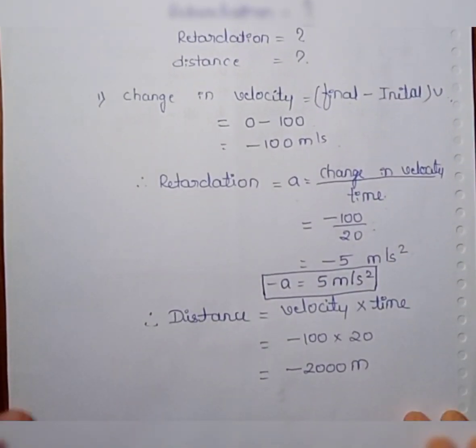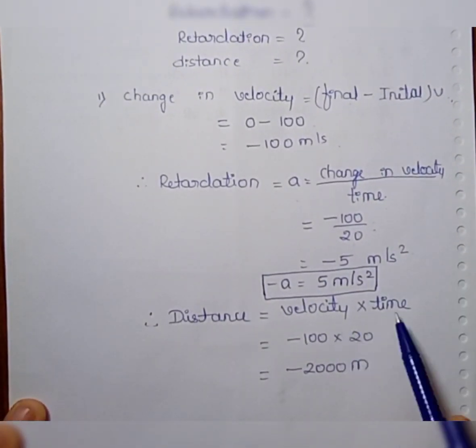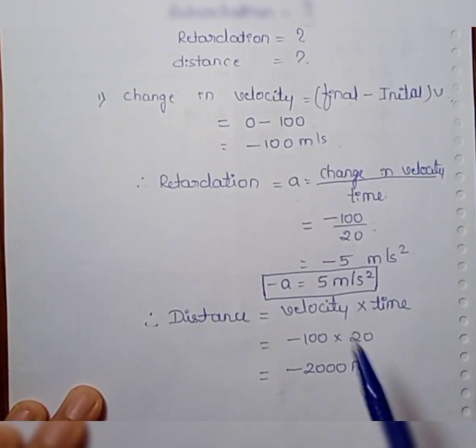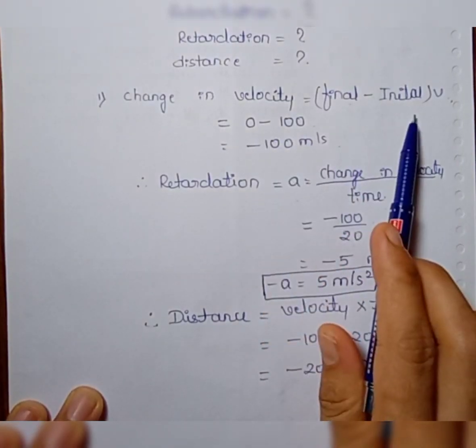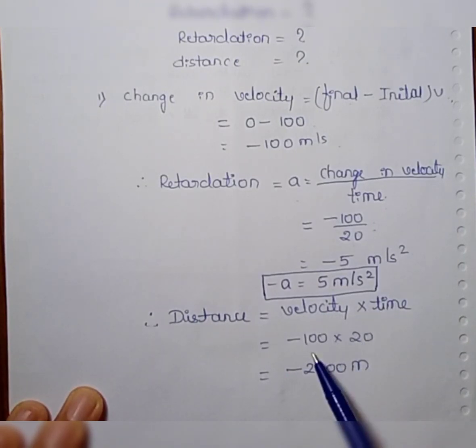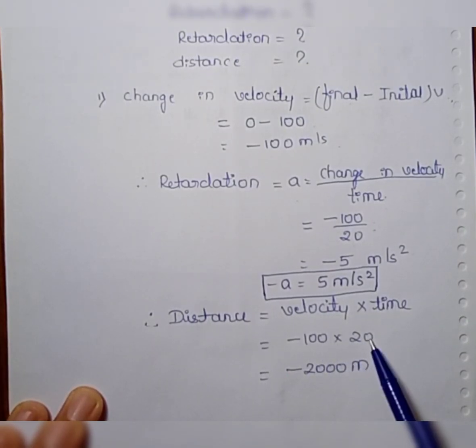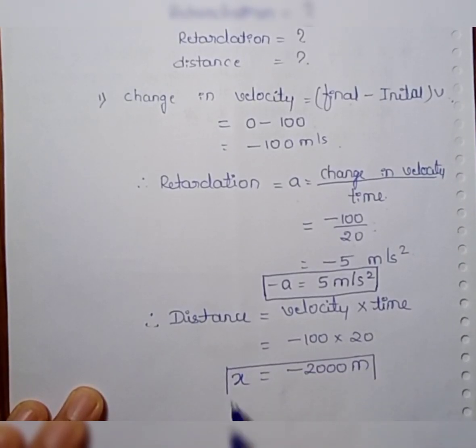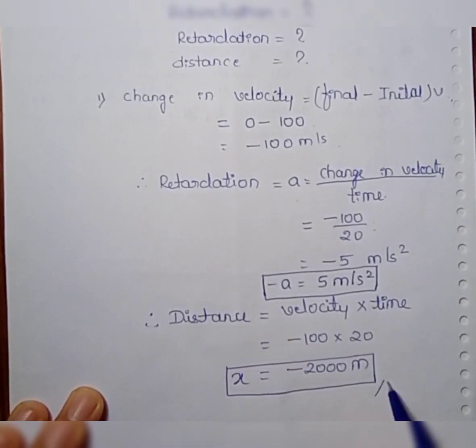Then distance, how we have to calculate? We know distance is equals to velocity into time. Velocity, here there are two velocities. One is final and another one is initial velocity. So final minus initial velocity, which gives minus 100 meter per second. Just substitute that value, minus 100 into 20, which gives minus 2000 meter. That one is the distance. x is equals to minus 2000.